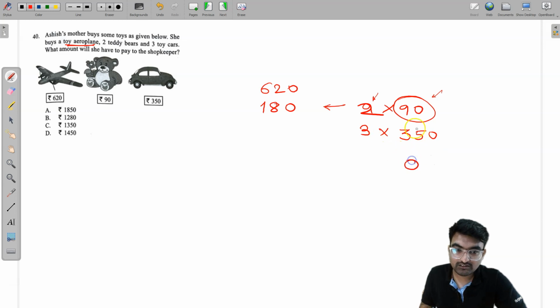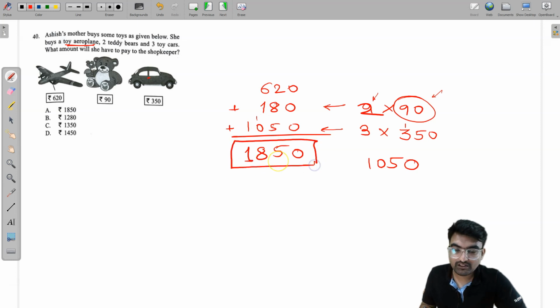So 3 zeros are 0, 5 threes are 15, 5 carry 1, 9 and 1, 10, right? So it is 1050 for toy cars. Now adding all of this, we'll get 0, 8, 5, 13, plus 2, 15, 5, carry 1, 6 and 2, 8 and 1. So the total she has to pay to the shopkeeper is 1850. That is our option number A, correct?